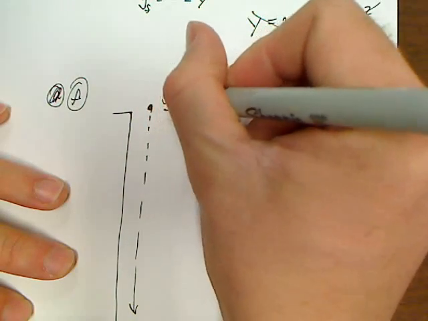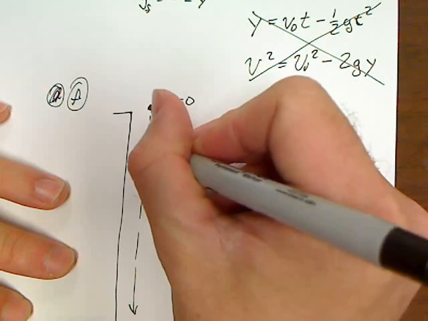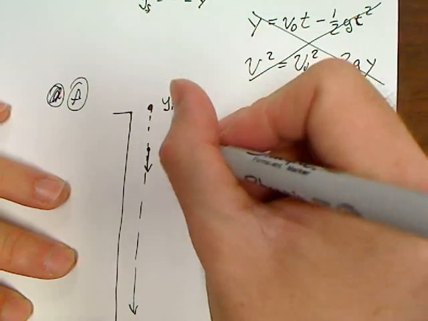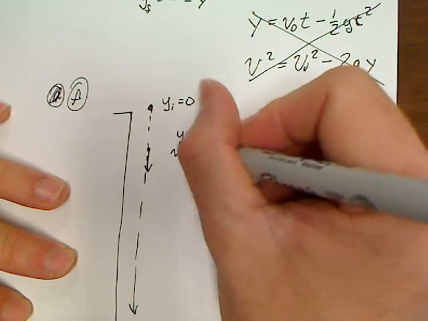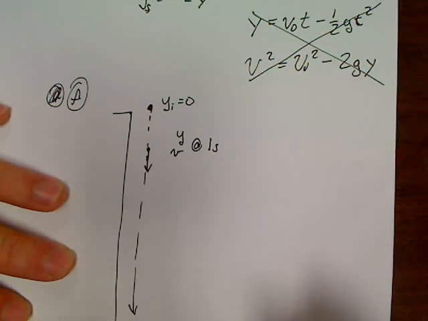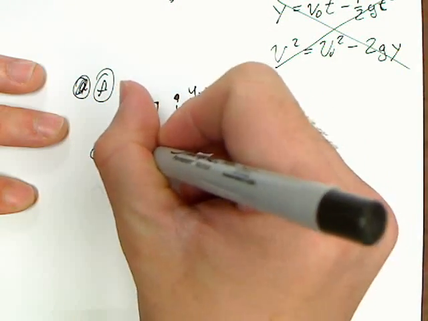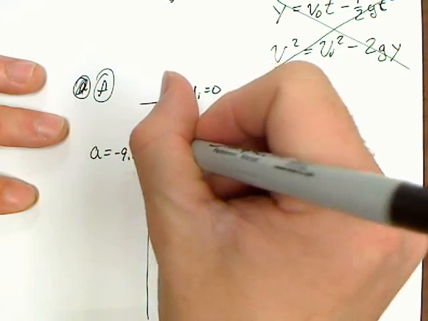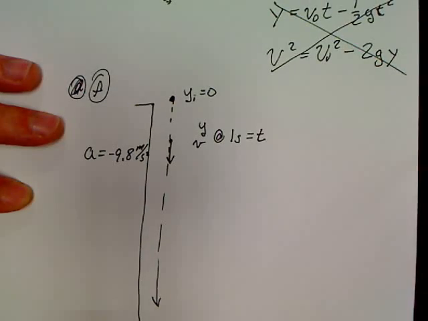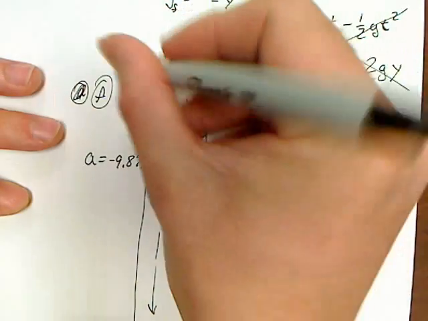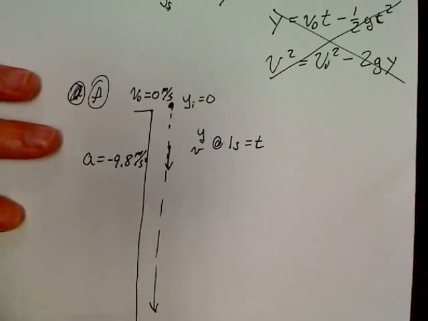So there's that ball falling towards the ground. I will say that y initial is my zero point there at the top of the building. So it wants to know what is its y and what is its velocity at 1 second. Well, we know the acceleration for a falling object is going to be negative 9.8 meters per second squared. We've got a time of 1 second. We also know one more thing. v0 is zero since it was released from rest at the top of the building.